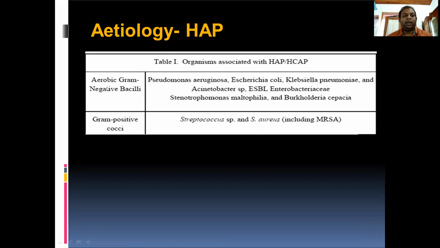Common organisms are gram-negative aerobic bacilli such as Pseudomonas aeruginosa. Then E. coli, Klebsiella, Acinetobacter species can cause HAP as well as ventilator-associated pneumonia. Gram-positive cocci are also there, Streptococcus and Staph aureus including MRSA, because it's in the hospital flora.